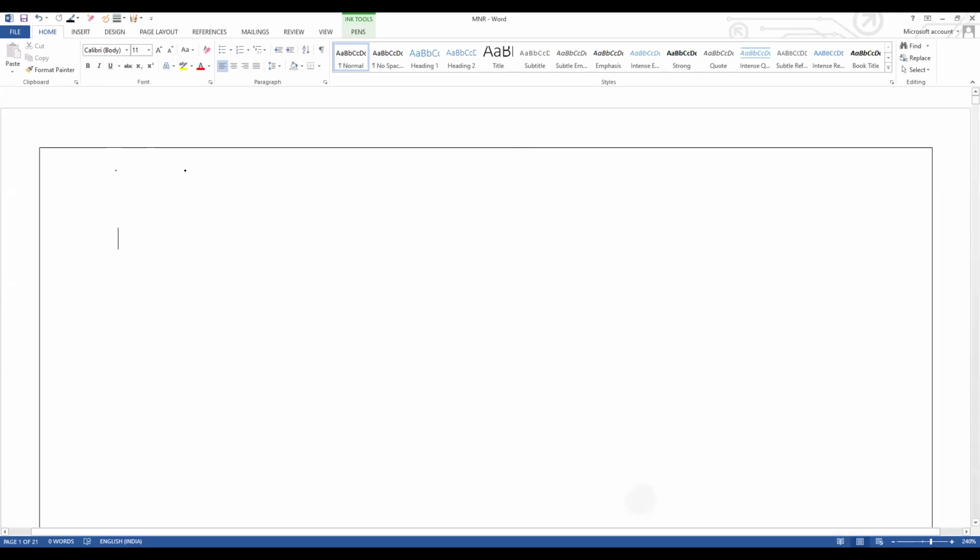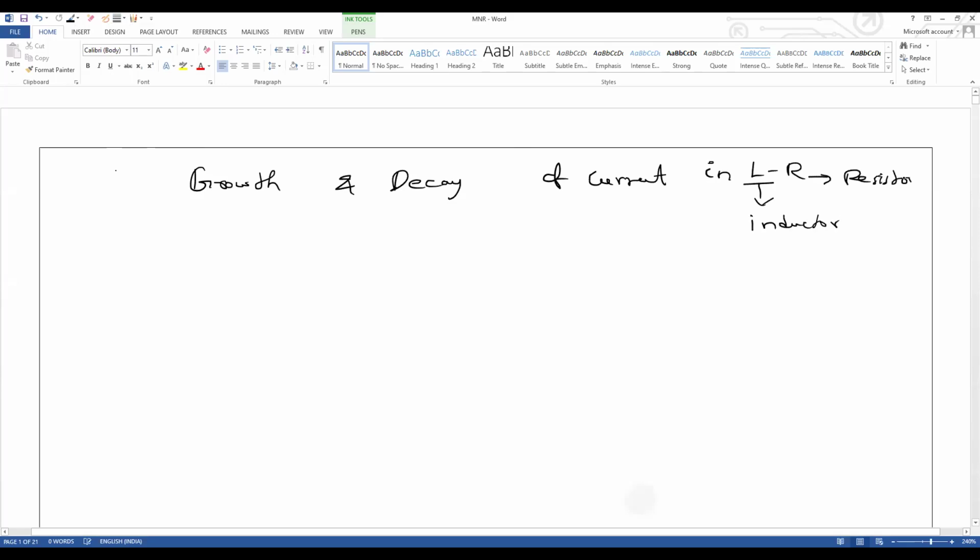So all of you keep ready. Decay and growth. Growth and decay of current. In which circuit, everybody? In the LR circuit. What do you mean by LR? L means what? Inductor. R means what? Resistor. Okay. So, growth and decay of current in an LR circuit.